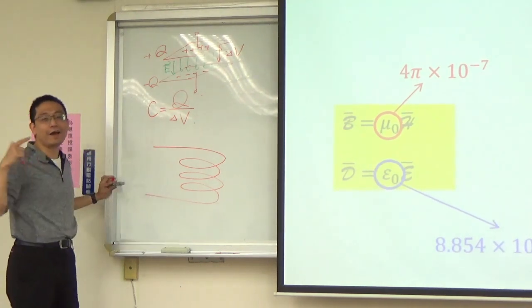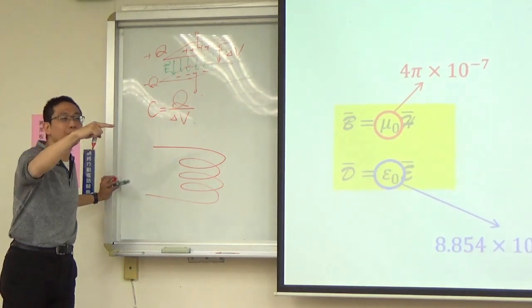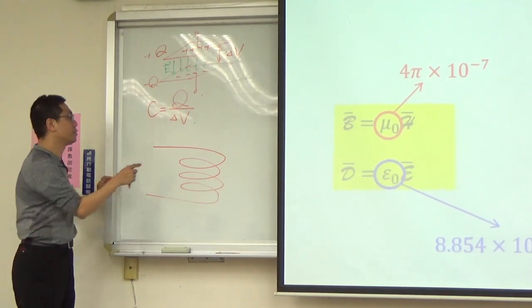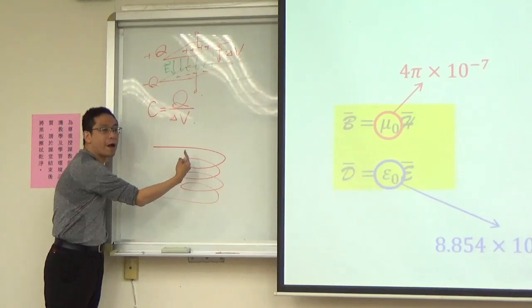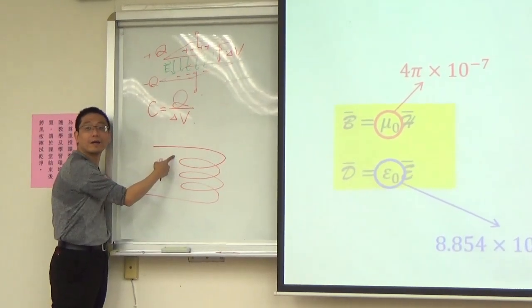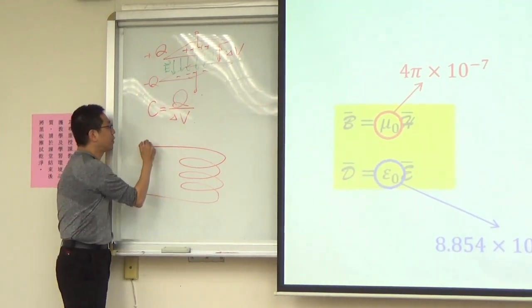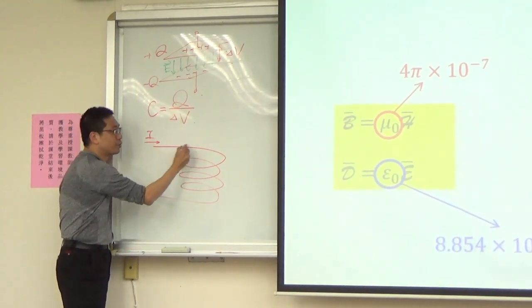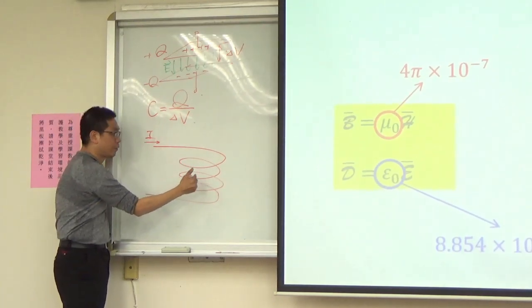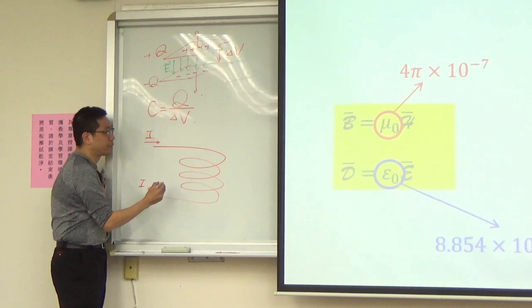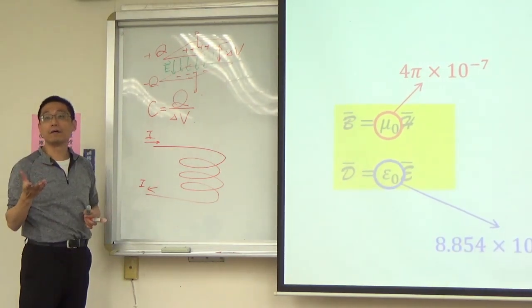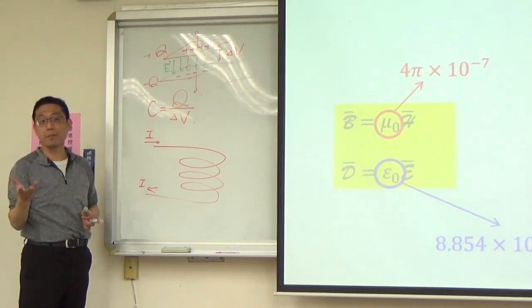If I have a current and there are wire lines, this is an inductor, right? My current passes through this wire, then goes out from here. You will have, because of Ampere's law, you guys remember Ampere's law?